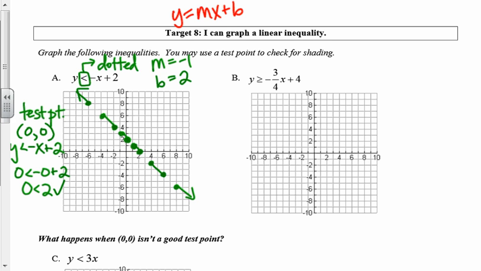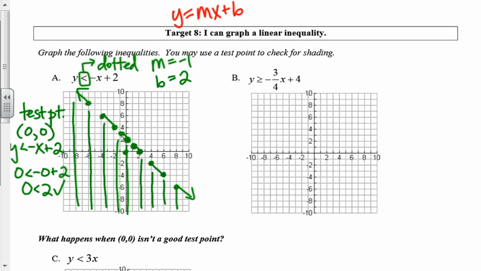So that means wherever (0, 0) is, which is right here, we're going to shade that side. So essentially I'm shading under my line. So that's one way to graph a linear inequality.